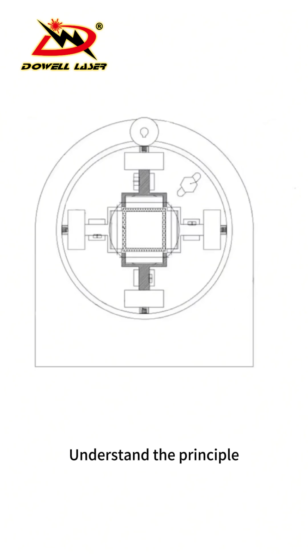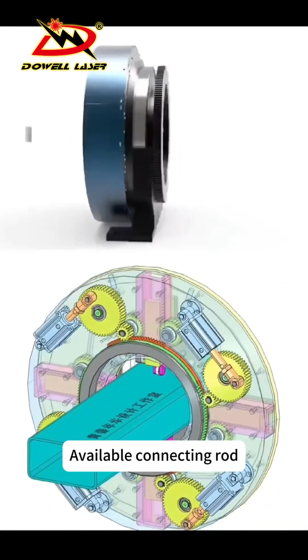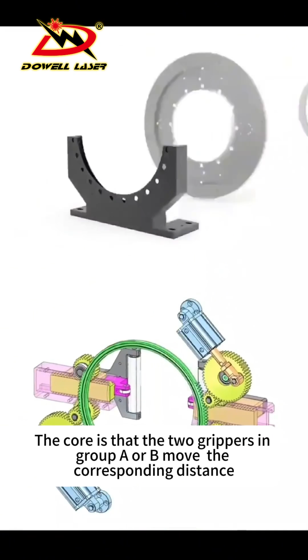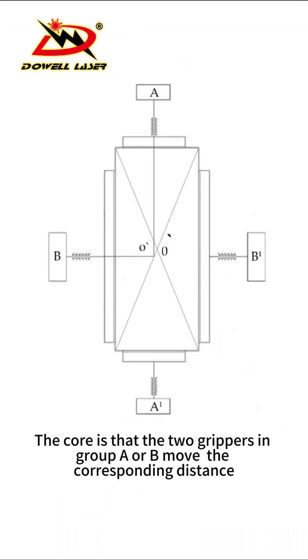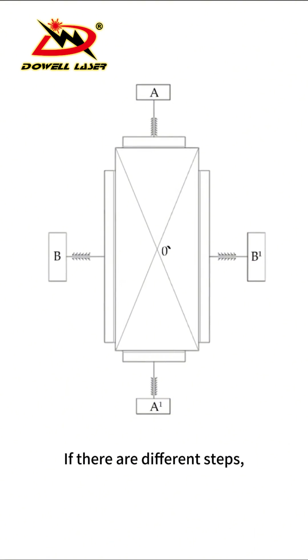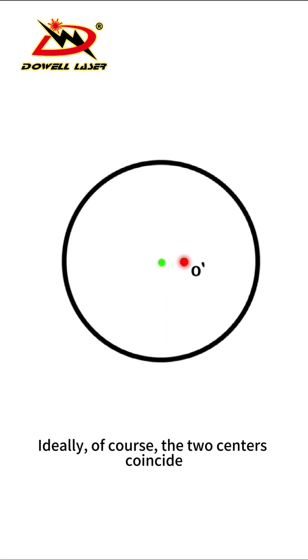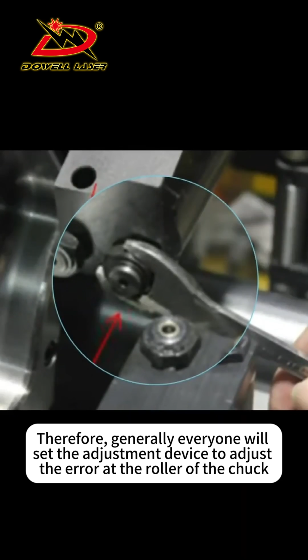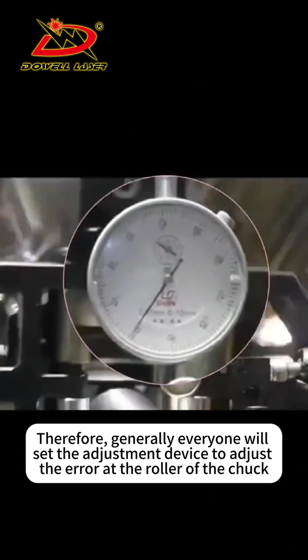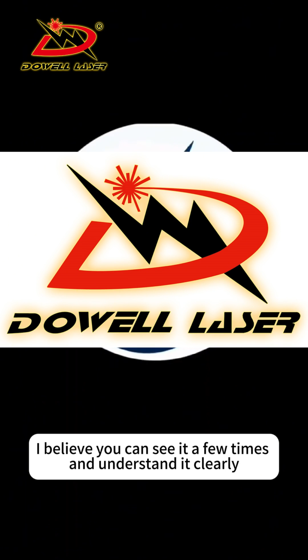Understand the principle, and it's clear how the chuck works. Some use chains, and some use connecting rods. Some use cylinders. The core is that the two grippers in Group A or B move the corresponding distance. If there are different steps, there will be errors. Ideally, of course, the two centers coincide. Therefore, generally everyone will set an adjustment device to adjust the error at the roller of the chuck. This is the accuracy of the chuck. I believe you can watch it a few times and understand it clearly.